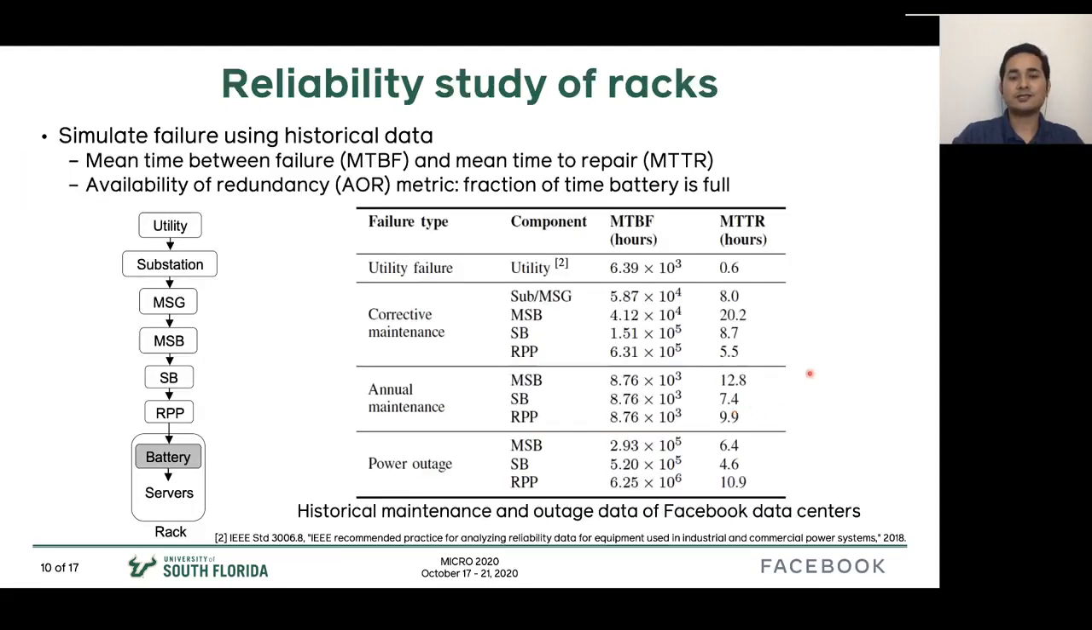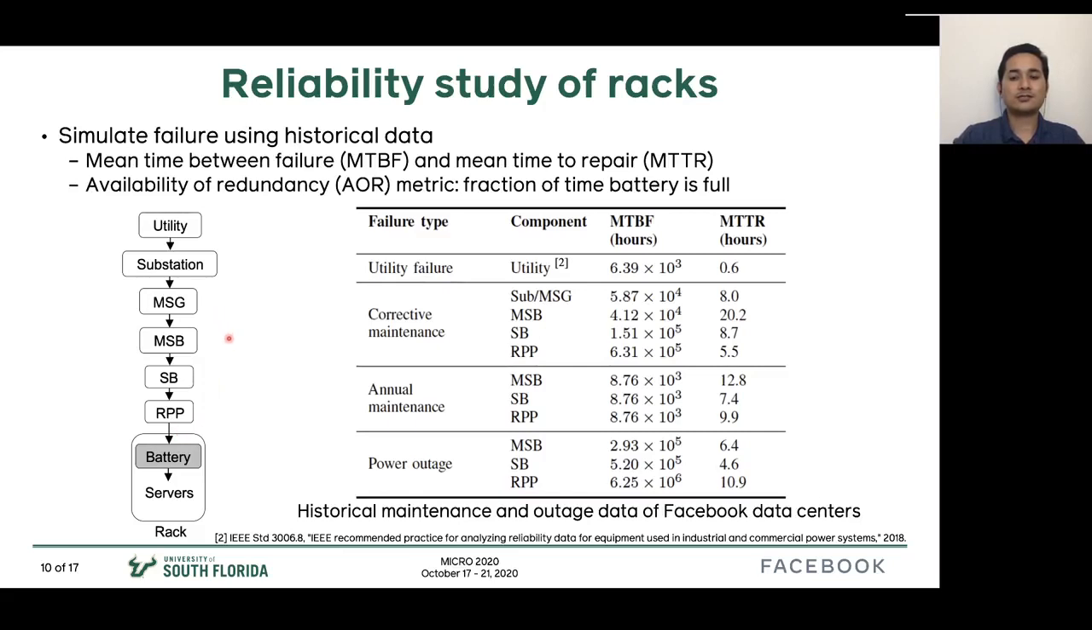We first studied the reliability of racks based upon battery charging times. We use the availability of redundancy or AOR metric to quantify reliability, which is defined as the fraction of time the battery is fully charged. We can consider the data center power hierarchy as a series of components, and the input power to the rack will fail if any one of these components fails.